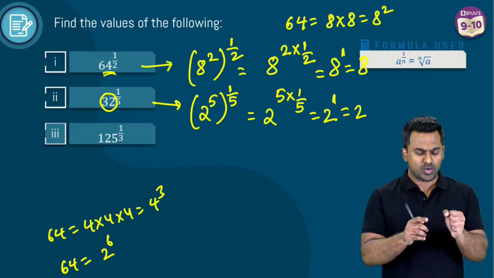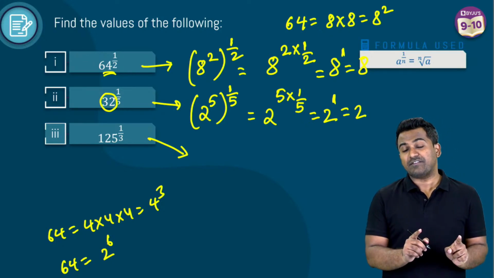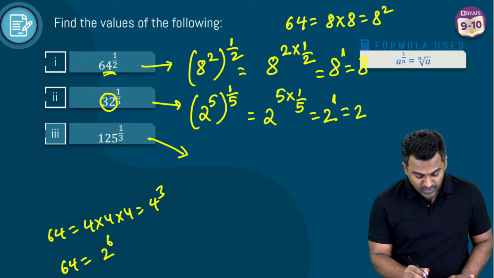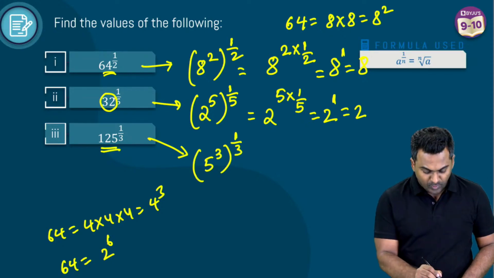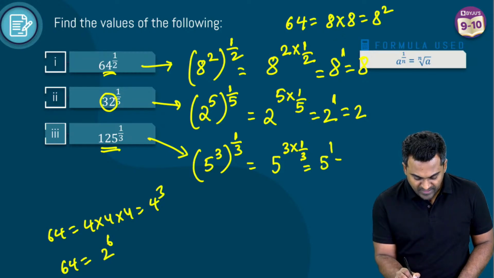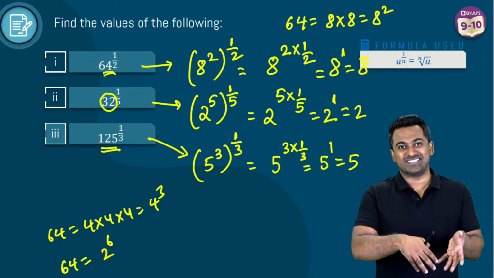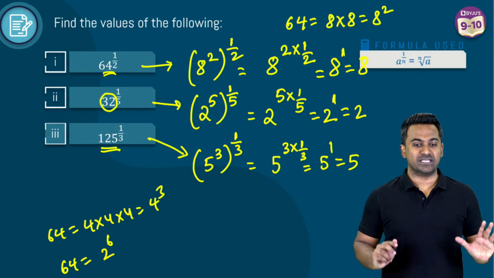Very good. Now the last thing. 125. 125 is 5 to the power 3. So in the place of 125, I will write 5 power 3. Now this is again raised to the power 1 by 3. Again the same formula, 5 to the power 3 multiplied with 1 by 3, giving me 5 power 1, which is 5. So first answer is 8, second answer is 2, and third answer is 5. Well done. Amazing.